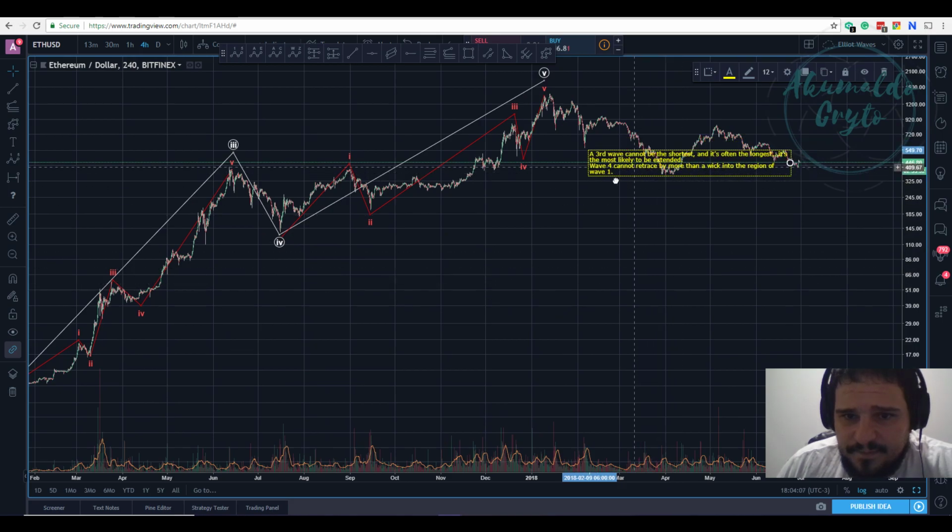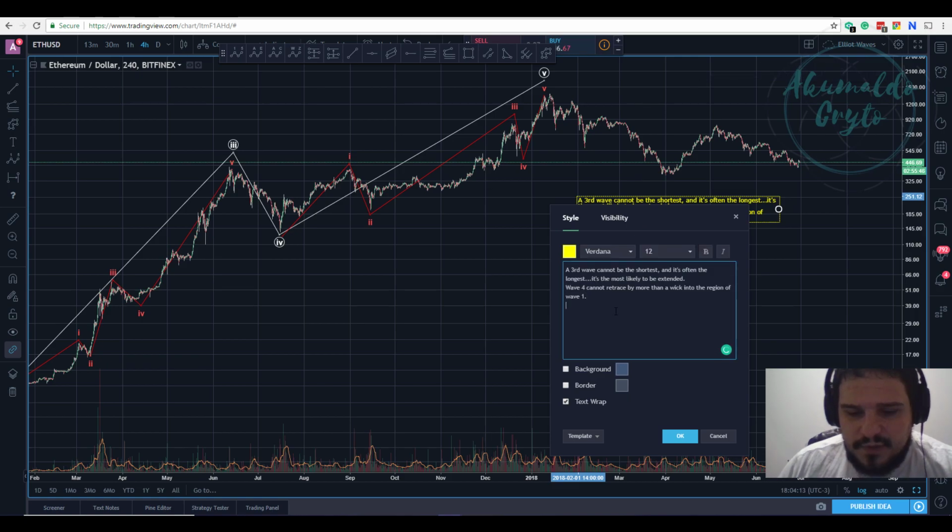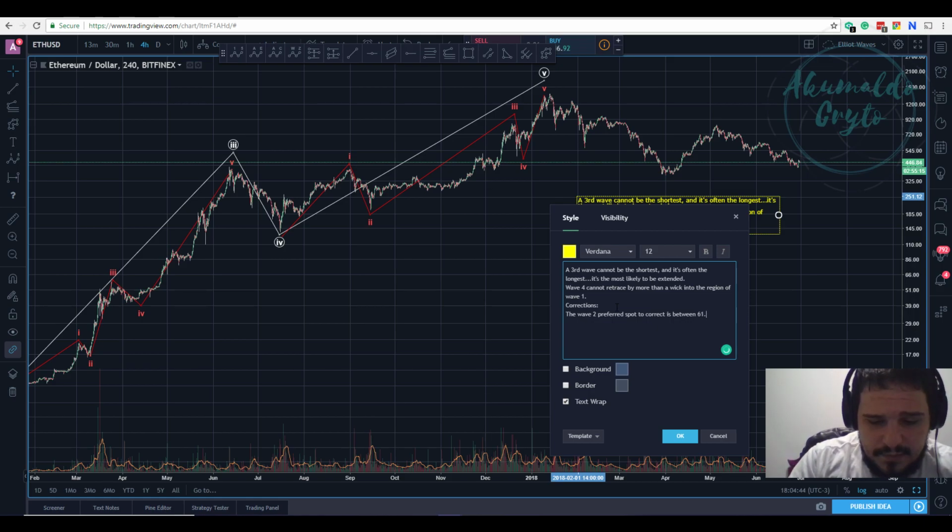retracements. Okay, that's how we use this framework for corrections. The wave 2 preferred spot to correct is between 61.8 and 65%.